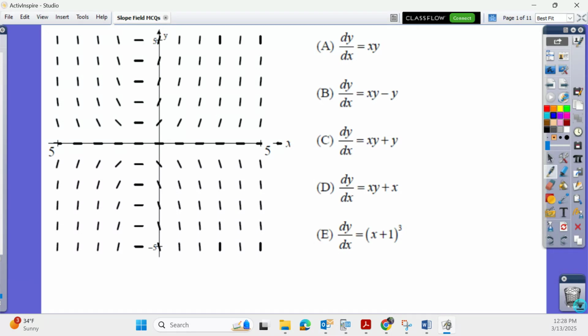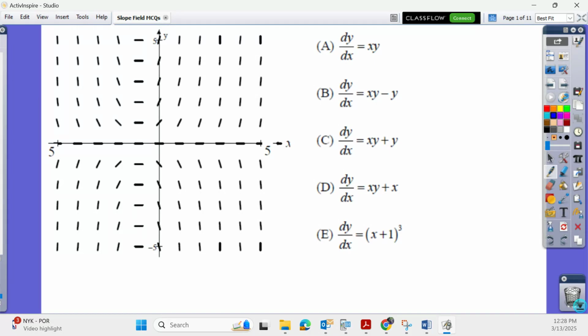But if you think you know what to do, pause the video, try to figure it out, and then come back. All right, and if you need a hint, listen, because I'll give a big hint first, and then pause the video if you think you've got something, and try to solve it. On this one, there are some features of this slope field that jump out at me. Maybe they jump out at you too.